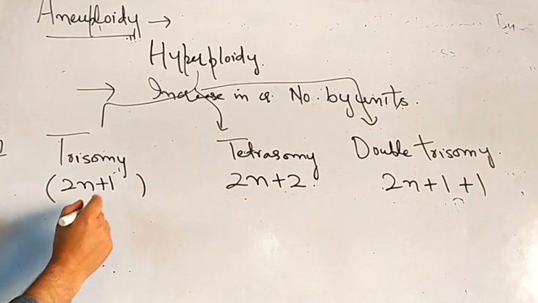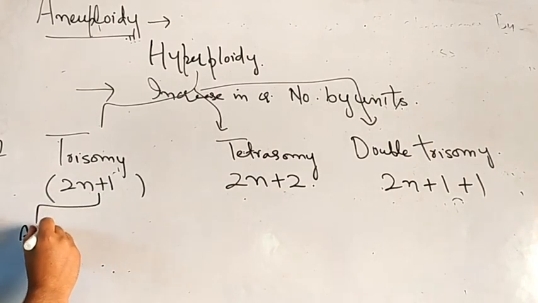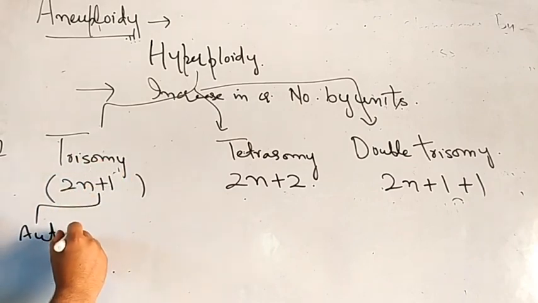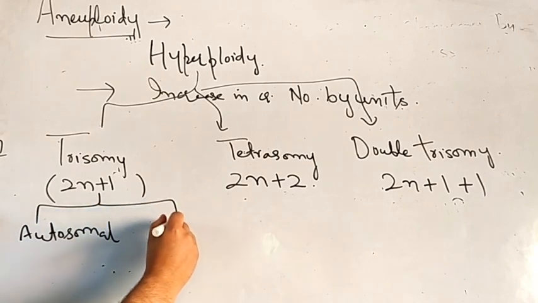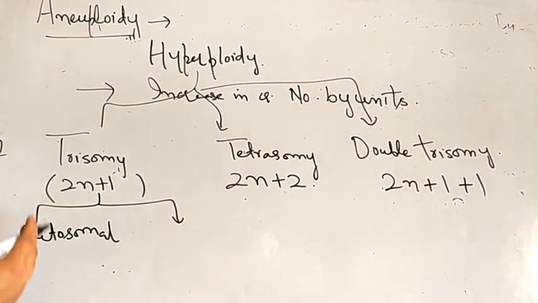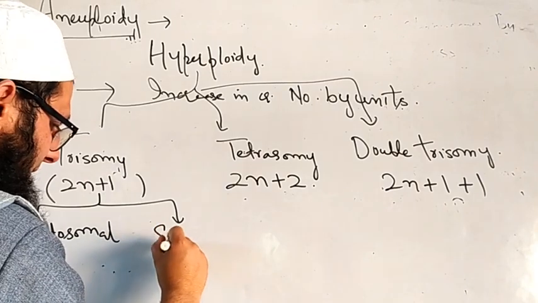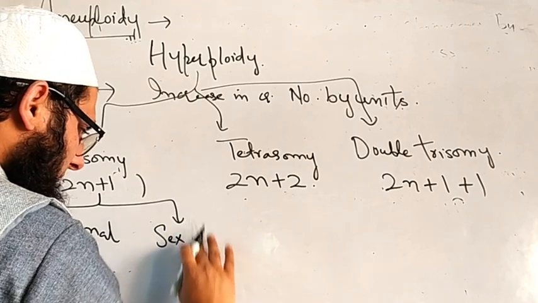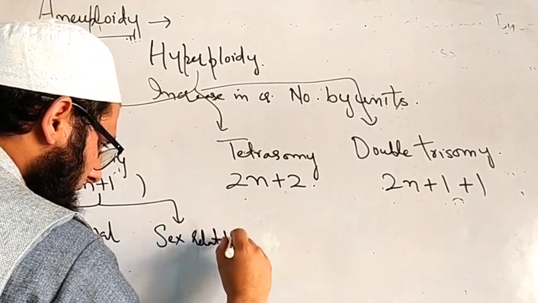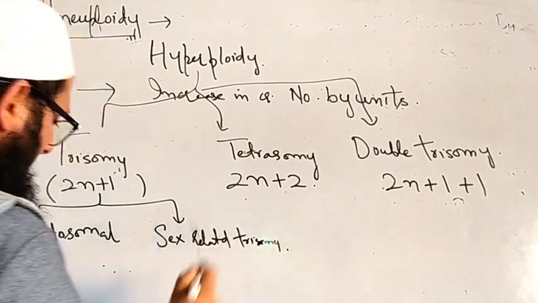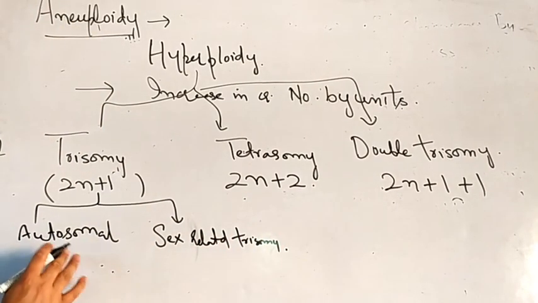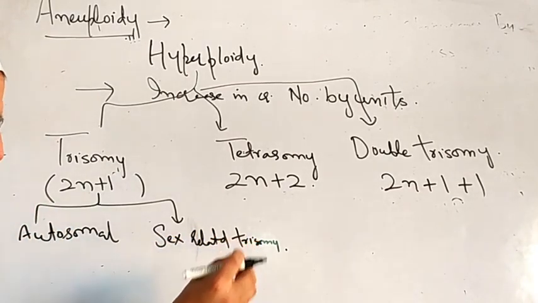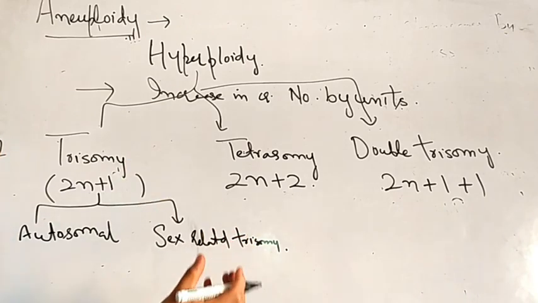So trisomy, this trisomy can be autosomal. So this is the portion which we have to deal with, autosomal. That means the trisomy is of autosomes. One extra autosome copy is there, or it can be sex linked, sex related trisomy. Okay, autosomal trisomy, when there is 1 extra chromosome in there, that's an autosome. In case of sex related trisomy, we have 1 extra sex chromosome there.